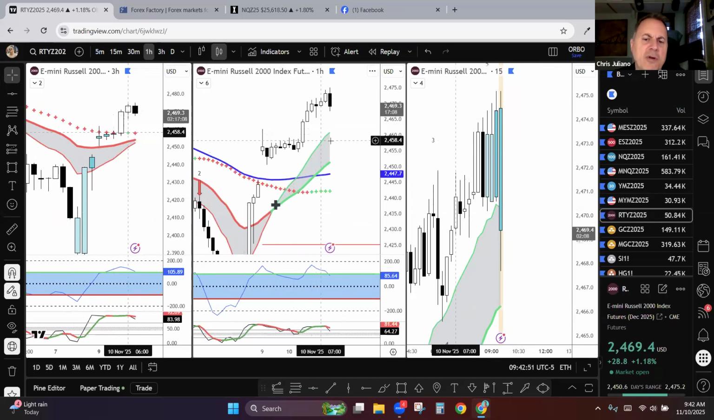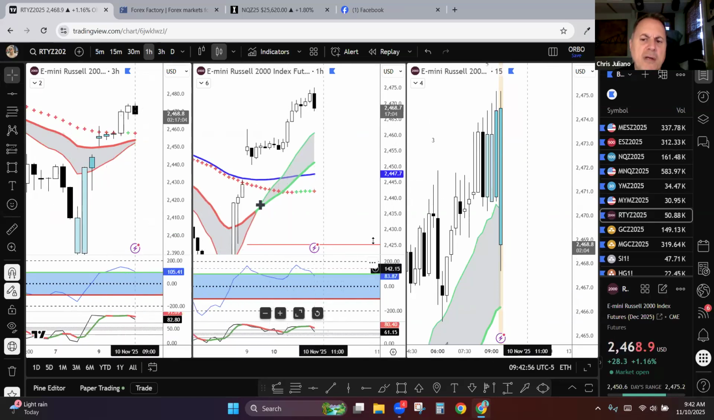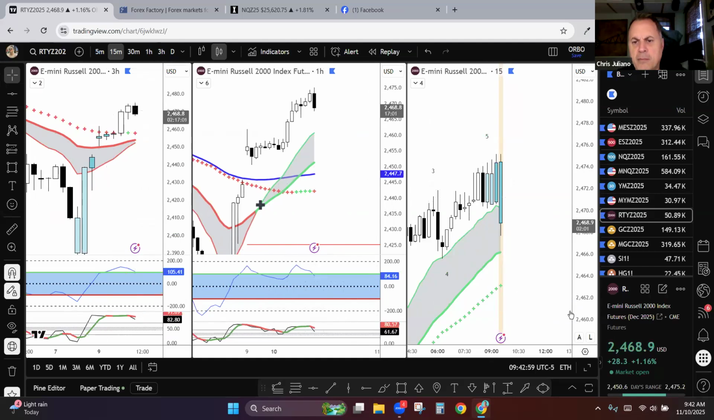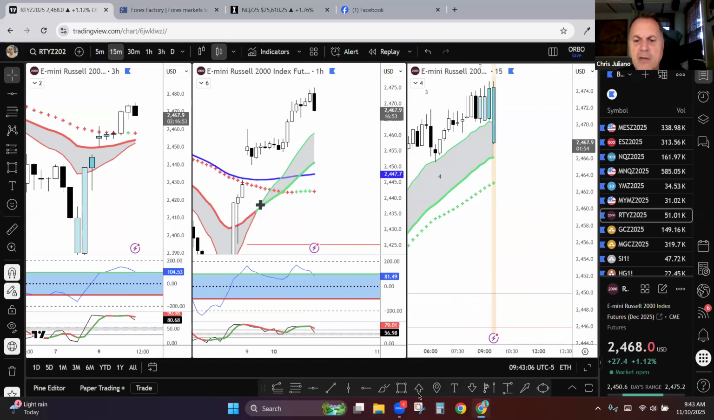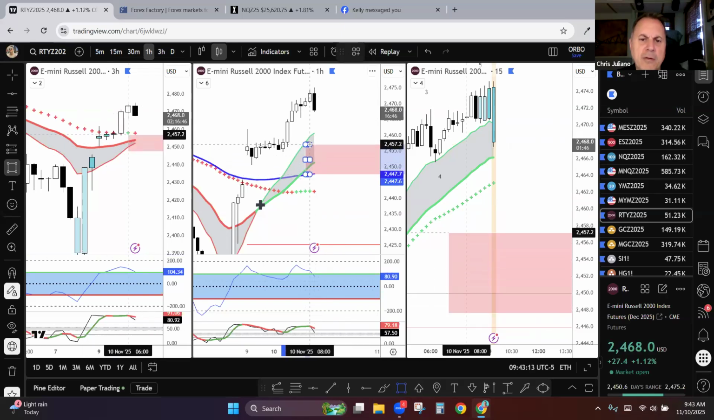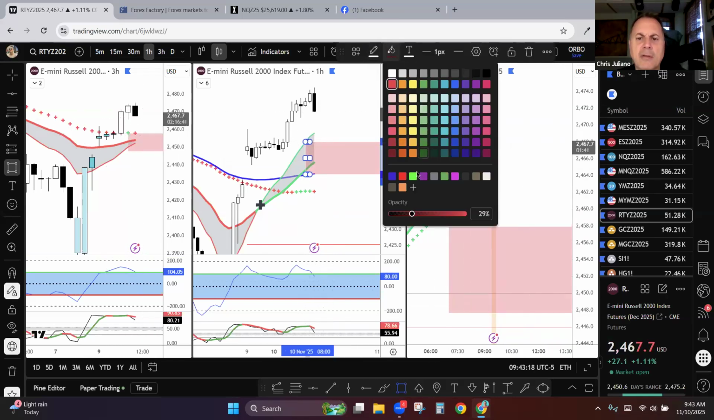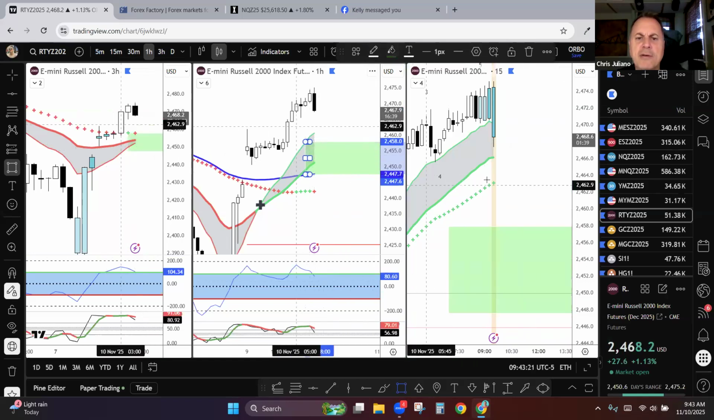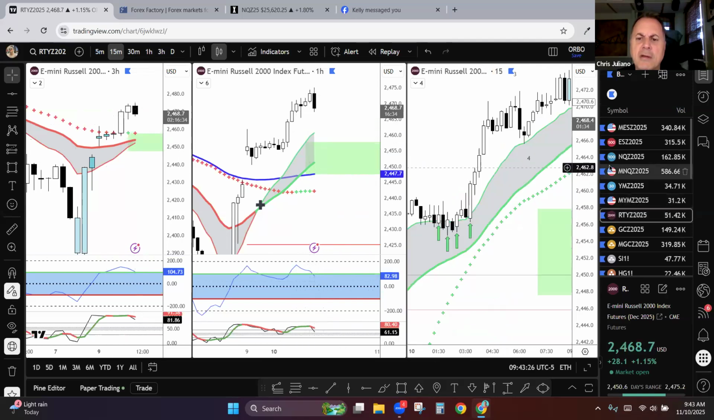Nice looking uptrend on the Russell with all conditions met. Russell needs to pull back to here, which is right inside. Look how it's right inside. Can draw it from here to here. Right inside of the 1 hour trend cloud. It's going to pull down, recalculate.